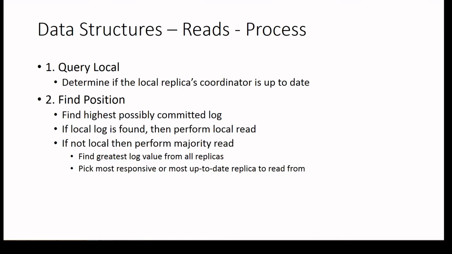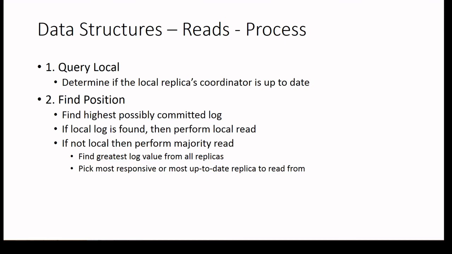Once it's updated, the next step it can do is perform the find position step. What this does is find the highest log value that's been committed and then check to see if that log value is local. If it is local, it can perform a local read. If it's not local, then it has to do a majority read. Now it has to query all the other Paxos servers and pick one of those values to read from.